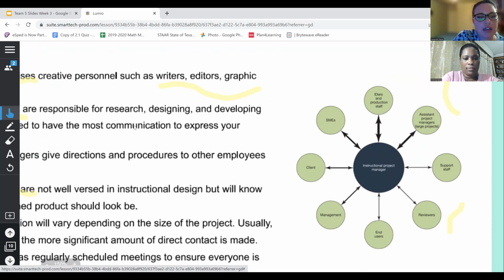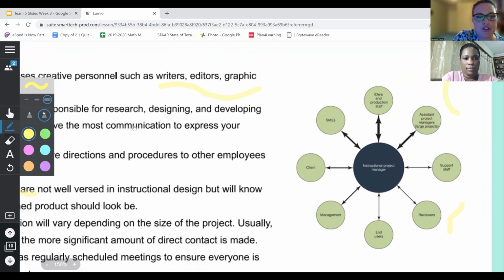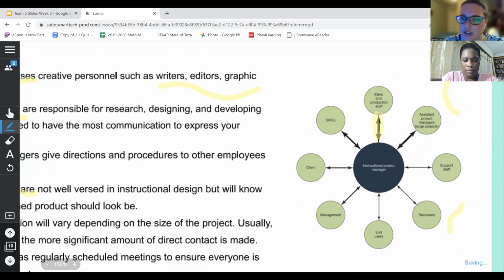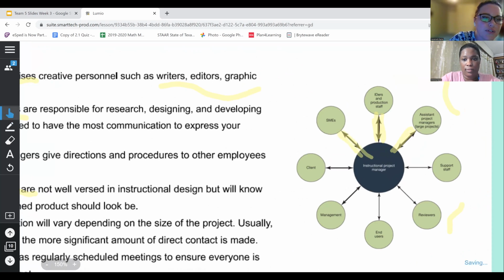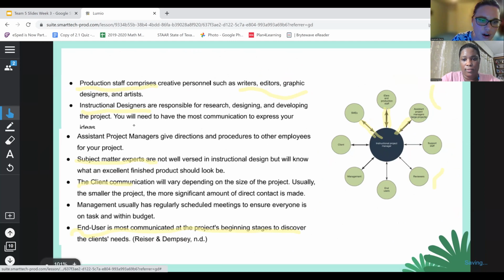So what we're looking at here when we look at this picture is we are actually seeing the most communication is going to be between the project manager and the instructional designer. The next thickest line is going to be with the assistant project manager and the SMEs. If you will recall, those SMEs are your subject matter experts.